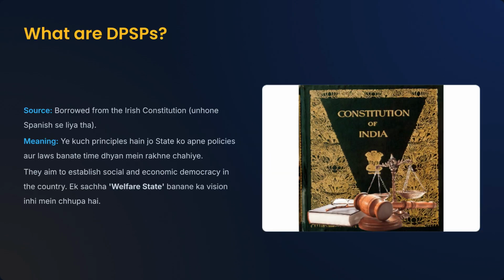DPSPs are borrowed from the Irish Constitution. They are a set of principles that the state should keep in mind while formulating policies and laws. Their goal is to establish social and economic democracy, envisioning a true welfare state.